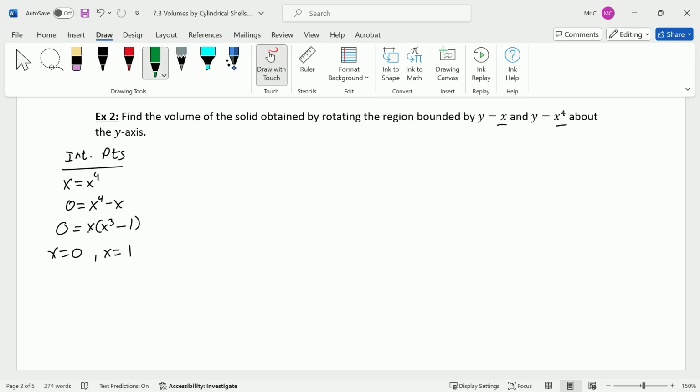And now I'll find my y values, and again I can plug into either function, because these are intersection points, these are where the functions are equal. So I'll plug into the simpler function, y equals x, so I get y equals 0 and y equals 1.